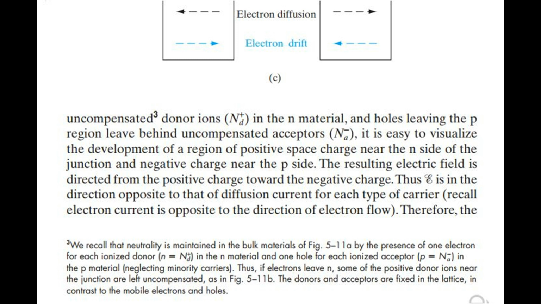5-11c. Since we know that no net current can flow across the junction at equilibrium, the current due to the drift of carriers in the field must exactly cancel the diffusion current. Furthermore, since there can be no net buildup of electrons or holes on either side as a function of time, the drift and diffusion currents must cancel for each type of carrier. Therefore, the electric field builds up to the point where the net current is zero at equilibrium.